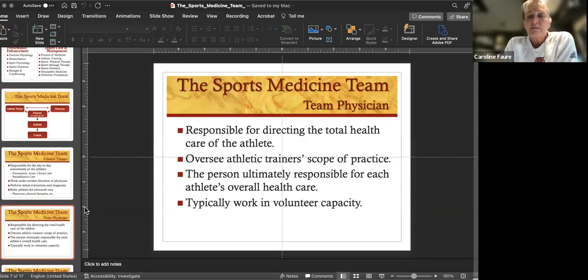So team physicians typically work in a volunteer capacity in our school settings, and that includes at the college level. At the high school level, it's almost always a volunteer setting. And these people are responsible for directing the total health care of the athlete. So these folks, like I said, oversee or direct the athletic trainers in the school, if there are some. If not, then it's these physicians that do this solely. They're the ones that make the decisions about whether or not an athlete can continue to play. We see that a lot with our concussion legislation across the country.